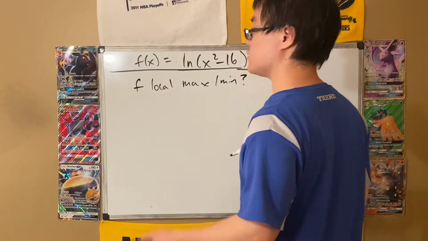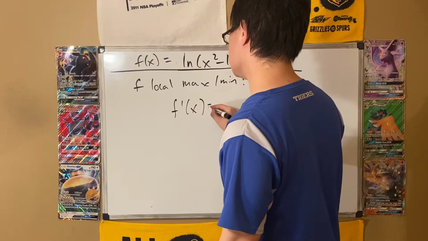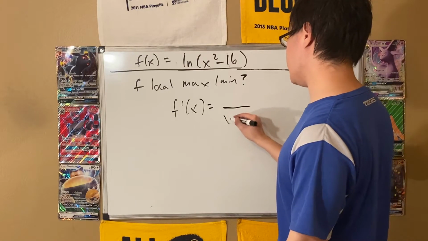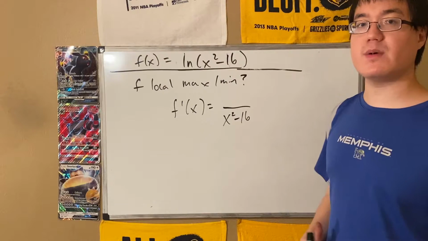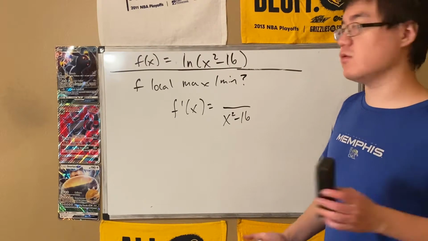So right when you see this, your first instinct is always to take the derivative, and we're taking derivatives carefully. So what's the derivative of ln of x squared minus 16? Well, it's ln of something, so the x squared minus 16 goes into a fraction. But then remember, of course, you need to multiply by the derivative of the inside function. What's the derivative of x squared minus 16? Well, that's just 2x.